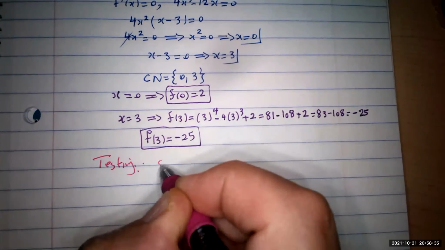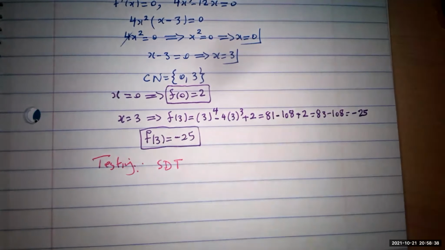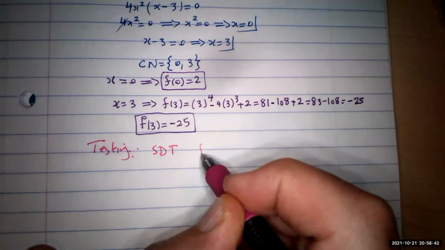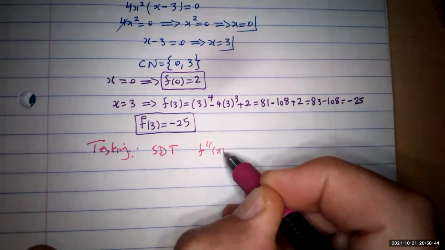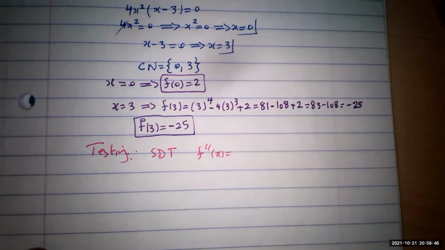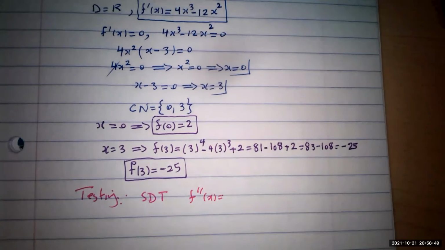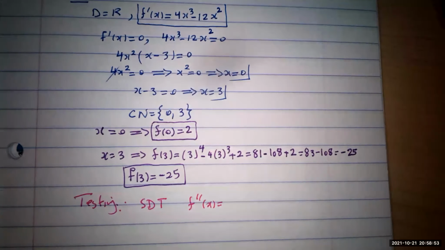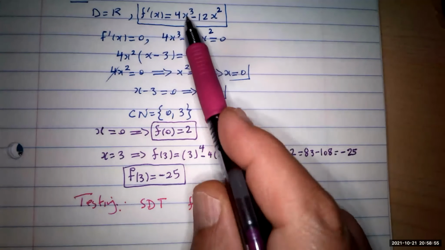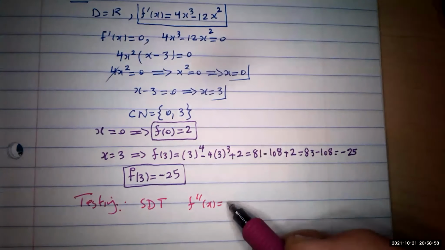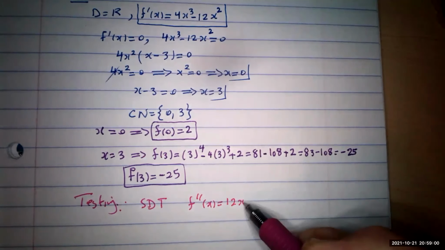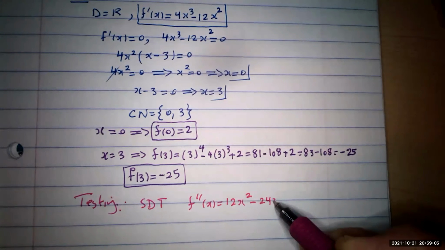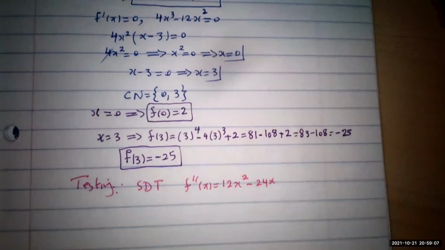They suggest the second derivative test. So we have to bring the second derivative. Carefully differentiate again. This is the f prime. So if you get the second derivative, 3 times 4 would be 12, so that gives you 12x squared minus 24x. So that would be your second derivative.